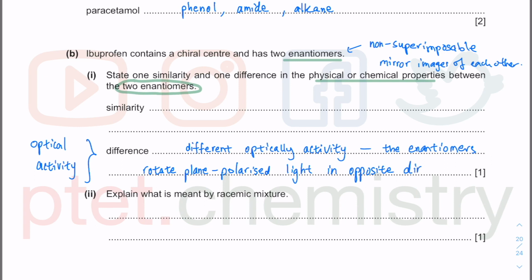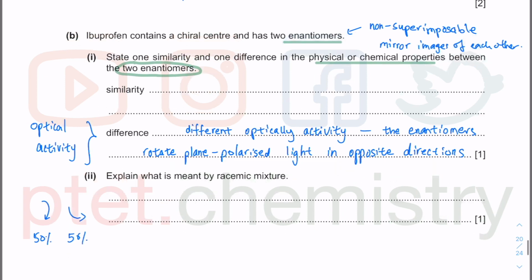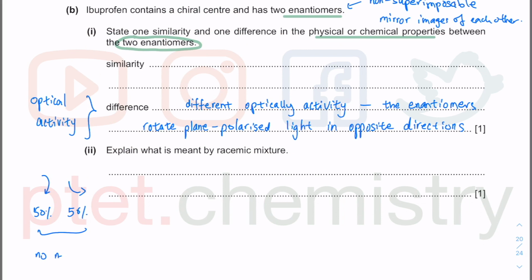When you have 50% of the enantiomers that rotate clockwise, and exactly 50% that rotate anti-clockwise, then you will get no net optical activity because the rotations get cancelled out. It's not that there is no rotation of plane polarized light, it's just that they get cancelled out by 50% of each of the enantiomers. And when you get 50% of each, that is actually the definition of a racemic mixture.